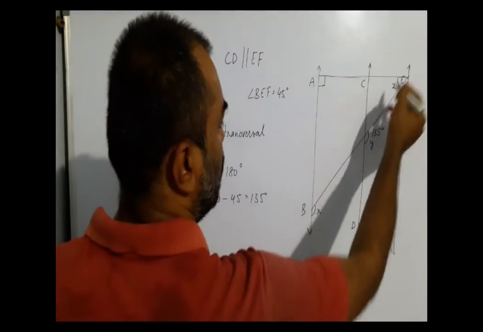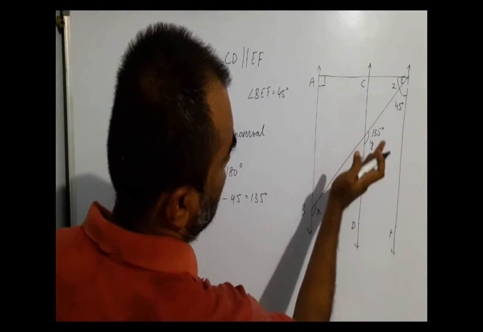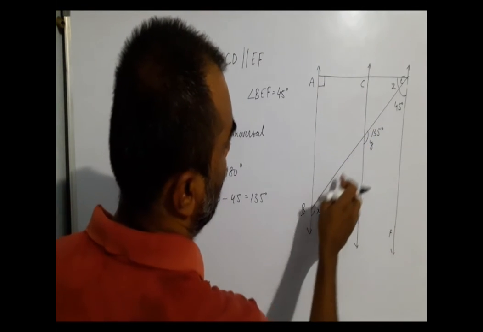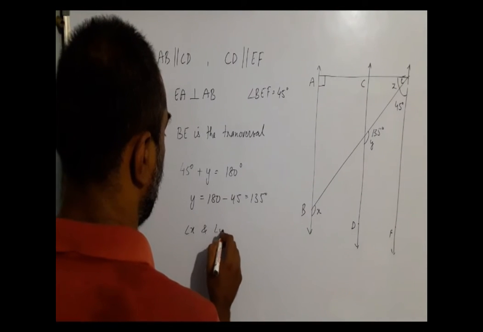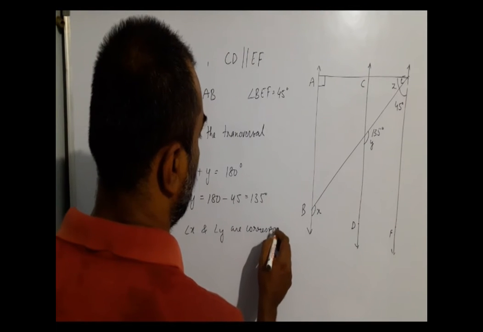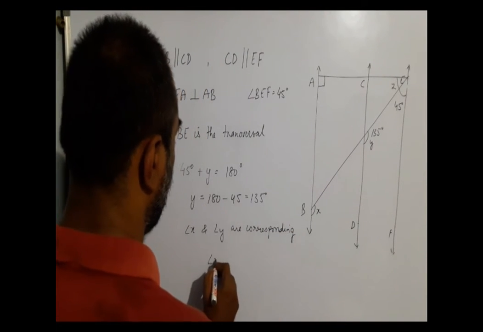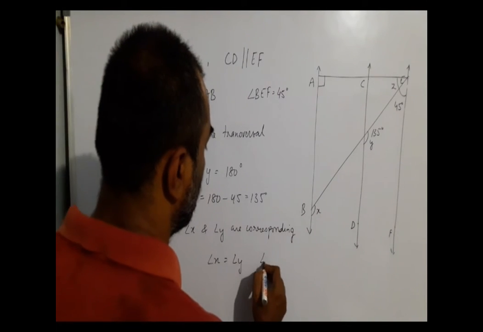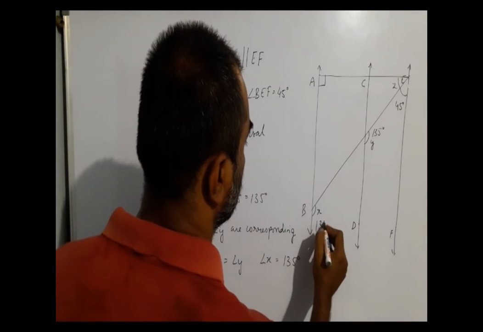Given, and again B is the transversal. Now look at this. Angles on the same side of the transversal, but this angle and this angle are corresponding angles. So angle X and angle Y are corresponding angles. When the lines are parallel, the corresponding angles are equal. So angle X is equal to angle Y. But angle Y we got 135, so angle X is also equal to 135 degree.